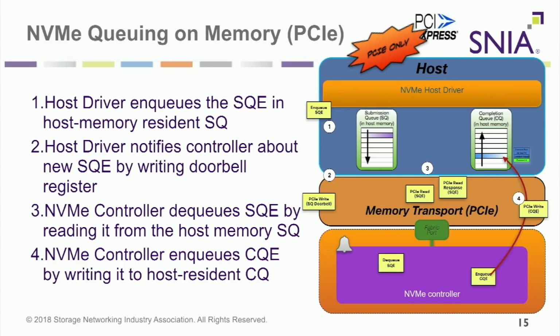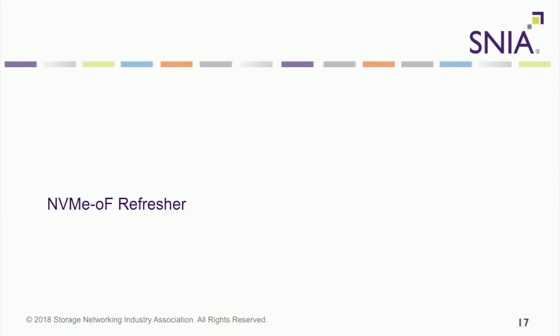Okay. So then what happens is once the actual processing is done, the NVMe controller enqueues the completion queue entry into the completion queue and sends it back to the host driver, at which point in time the host driver will dequeue the completion queue entry and update the head pointer for the submission queue. Again, same thing. This is just how the PCIe does it.